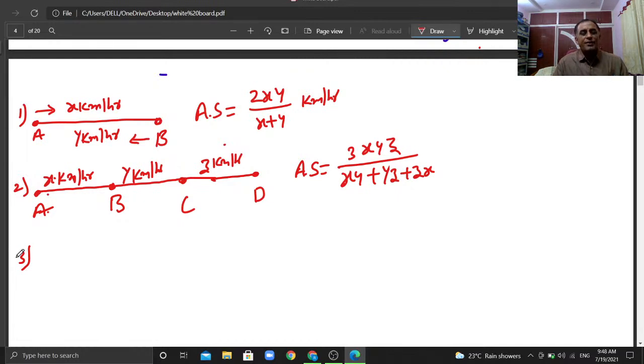So if a person travels two unequal distances at different speeds, then what is the average speed? The average speed is equal to total distance by total time. Please note it. Total distance by total time. Okay, now write the first question.